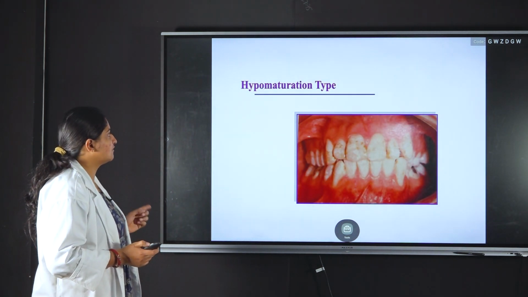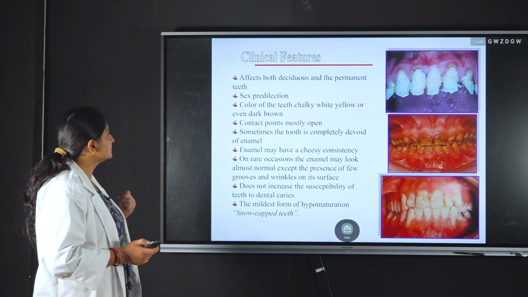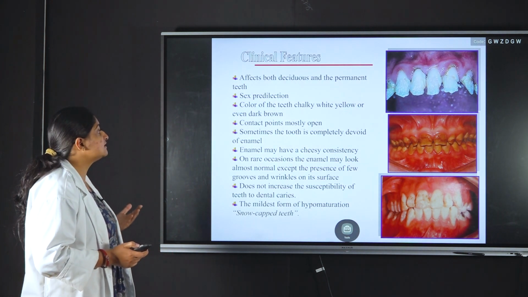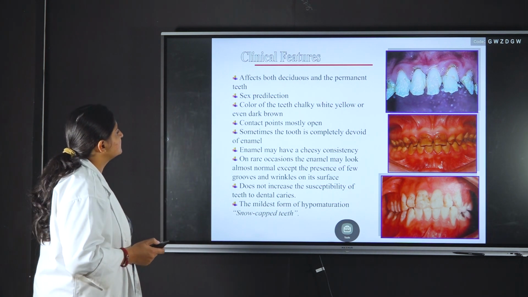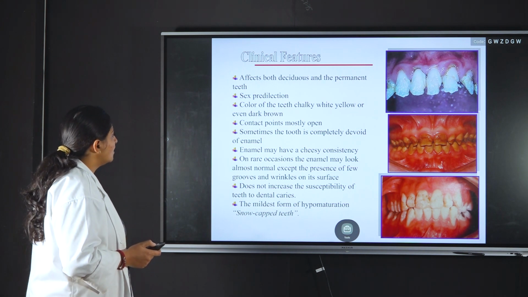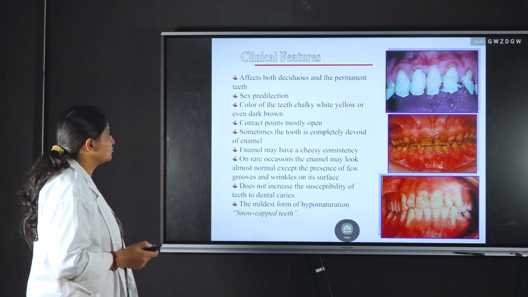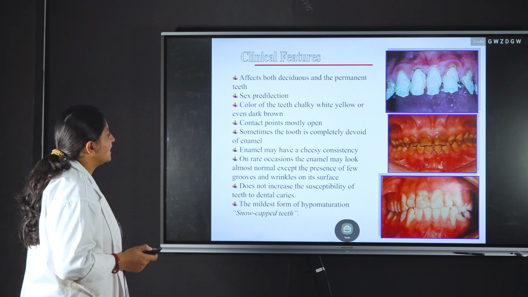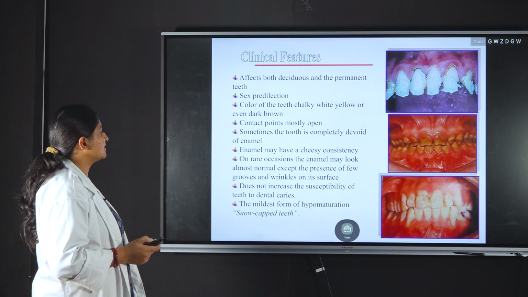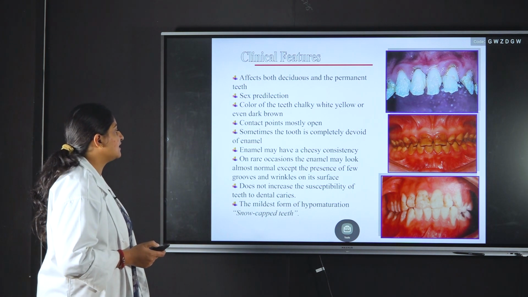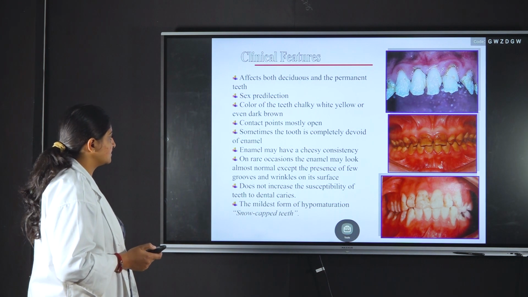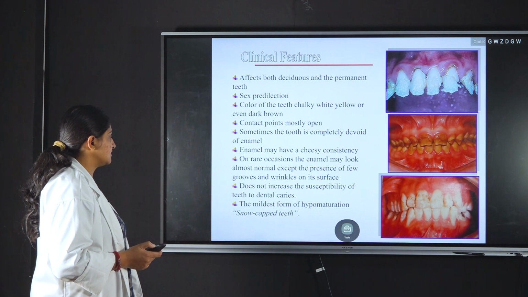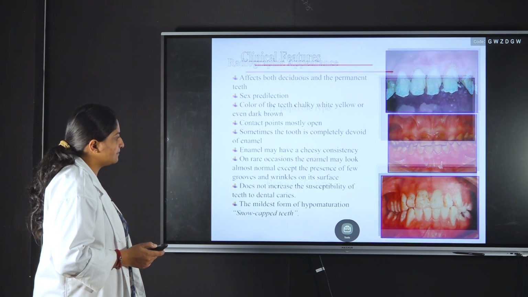This is a clinical photograph of the hypomaturation type, presenting the clinical features. It affects both the deciduous and the permanent teeth. There is a sexual predilection, and the color of the teeth is chalky white, yellow or even dark brown. Contact points are mostly open. Sometimes the tooth is completely devoid of enamel. Enamel may have a cheesy consistency. On rare occasions, the enamel may look almost normal except for the presence of a few grooves and wrinkles on its surface. The third photograph depicts the clinical features and it does not increase the susceptibility of teeth to dental caries. The mildest form of hypomaturation is snow-capped teeth.